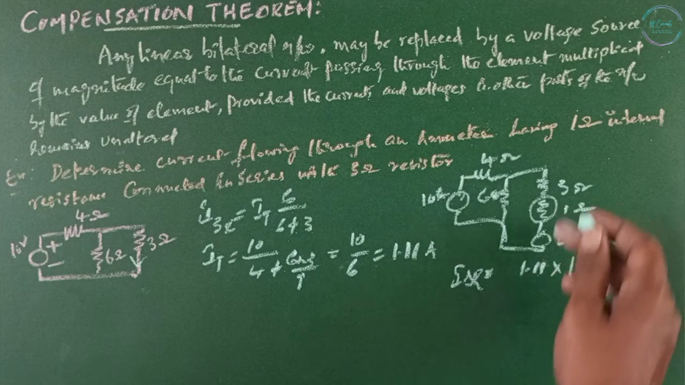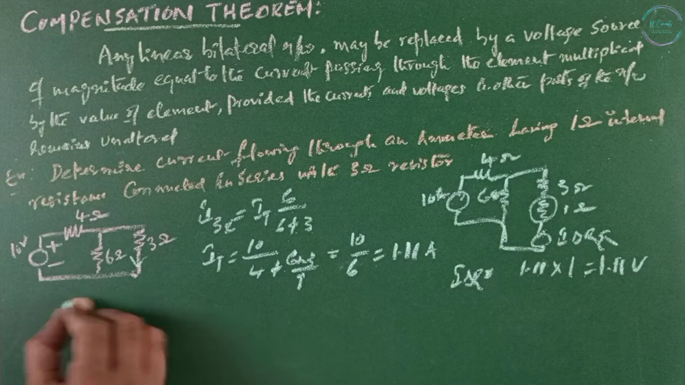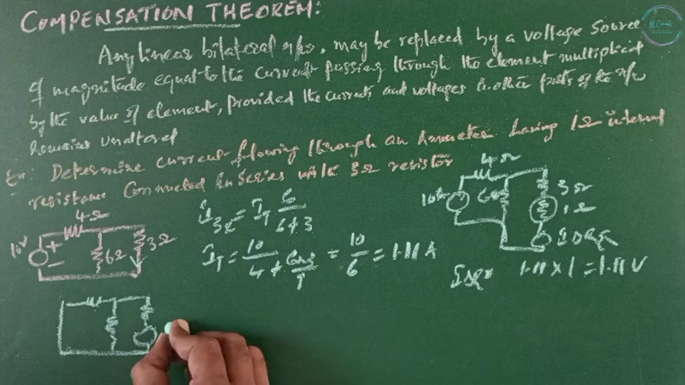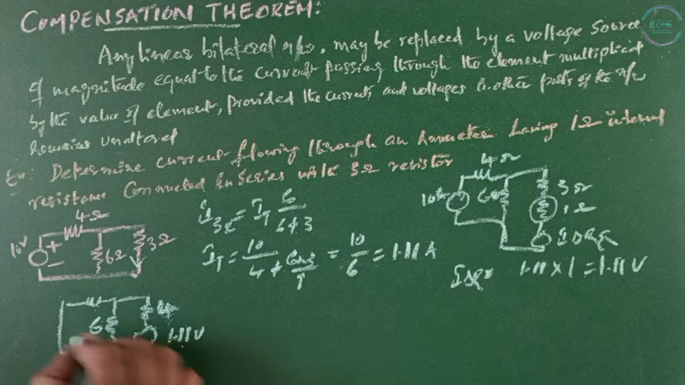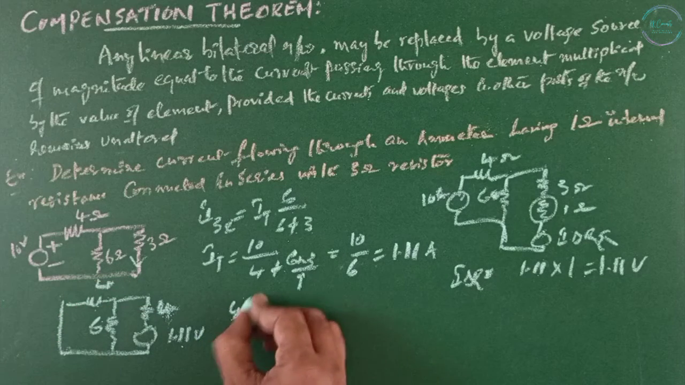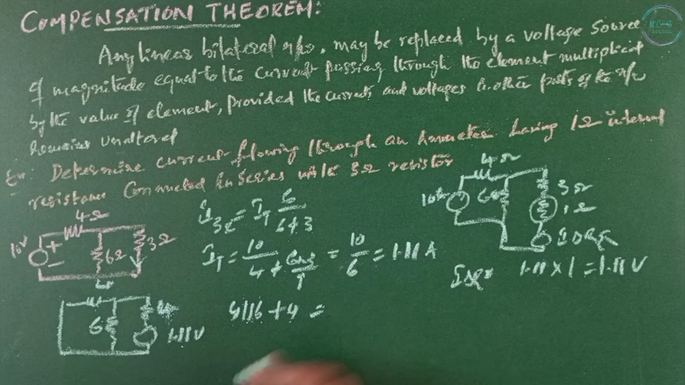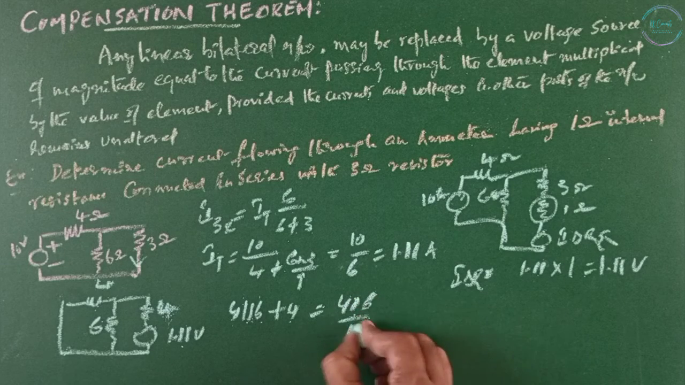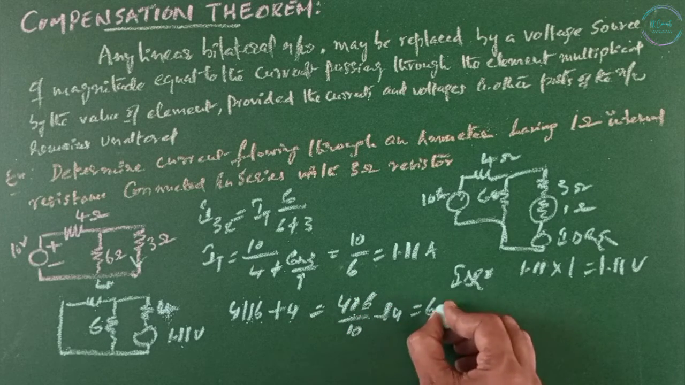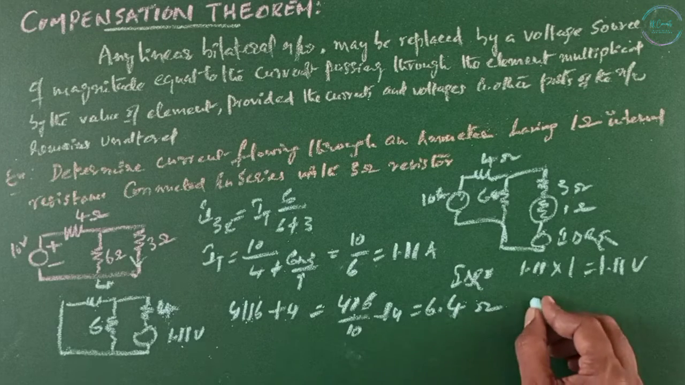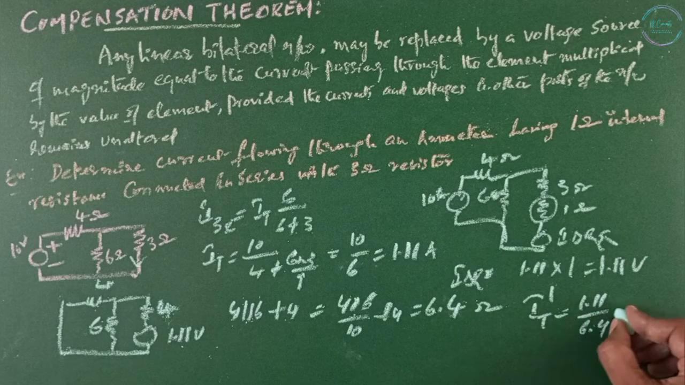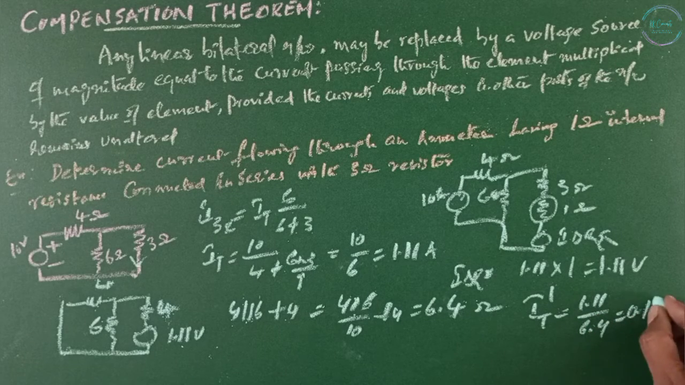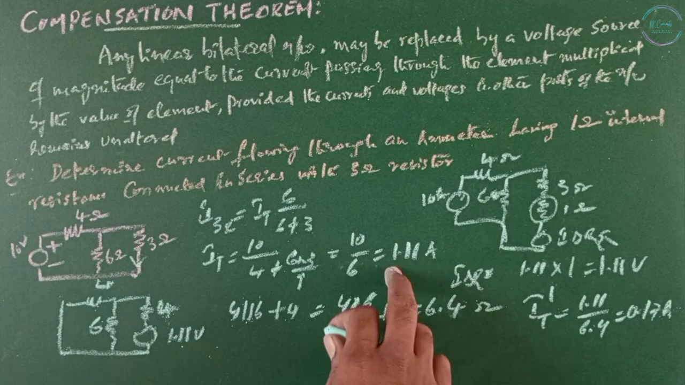Now let us find the current flowing through this branch. In the circuit, this is 1.11 volts, this is 4 ohms including the ammeter, this is 6 ohms, and this is 4 ohms. 4 in parallel with 6 plus 4, that is 4 into 6 by 10, plus 4, which is nothing but 6.4 ohms. Now the total current is 1.11 by 6.4, which is 0.17 amps. This current is opposite to the current I3 which we found earlier.